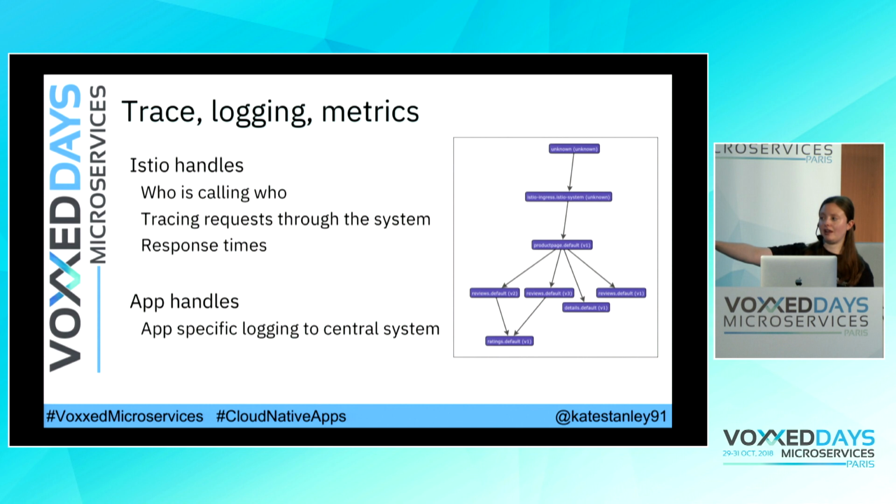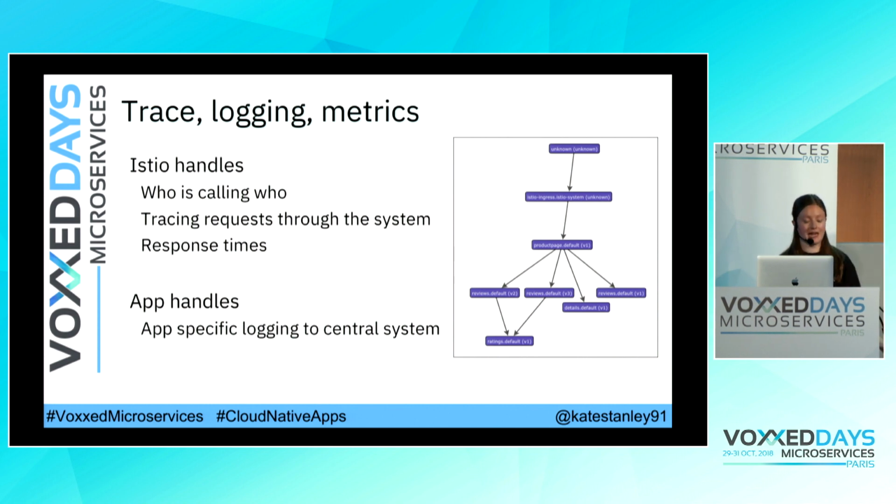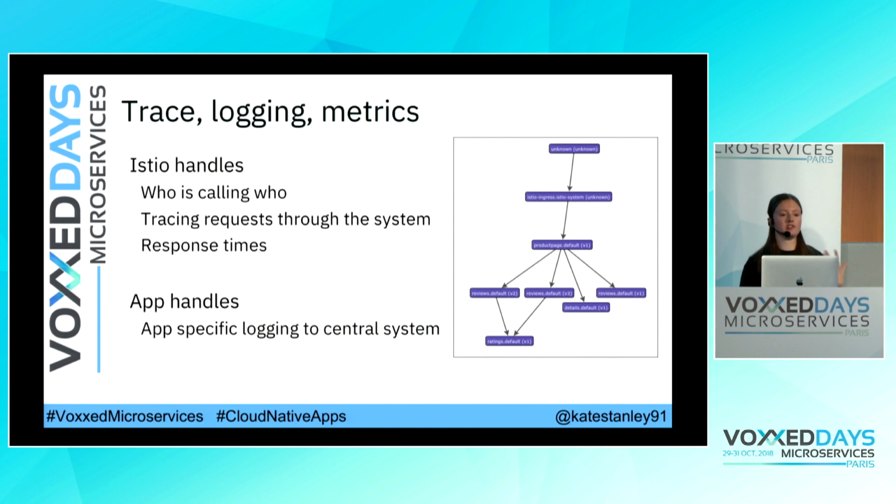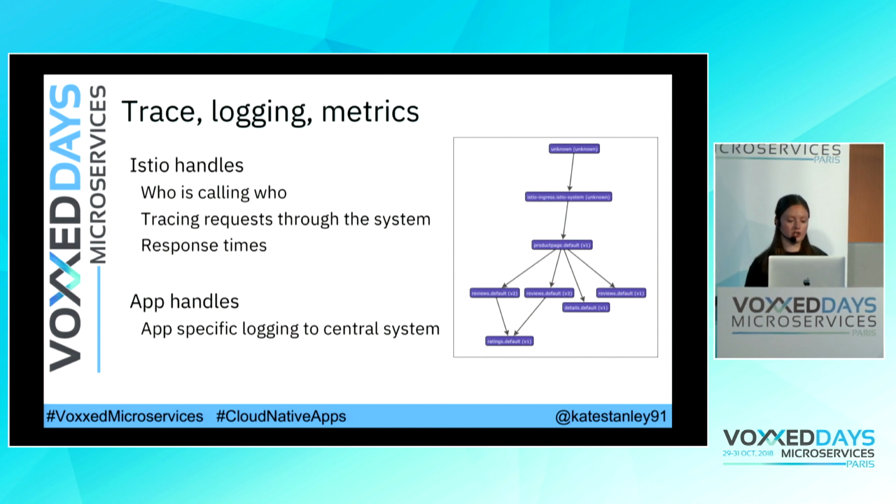So specifically logging to a central system. You're running in containers. If your container goes down, you don't want to lose your logs. And you should be relying on your platform to provide you things like Prometheus and Grafana to visualize what's going on in your logs.